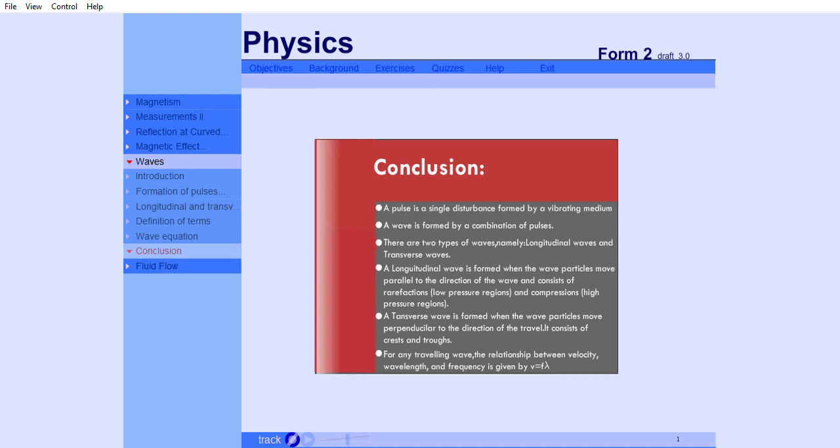For any traveling wave, the relationship between velocity, wavelength, and frequency is given by velocity is equal to frequency times wavelength.